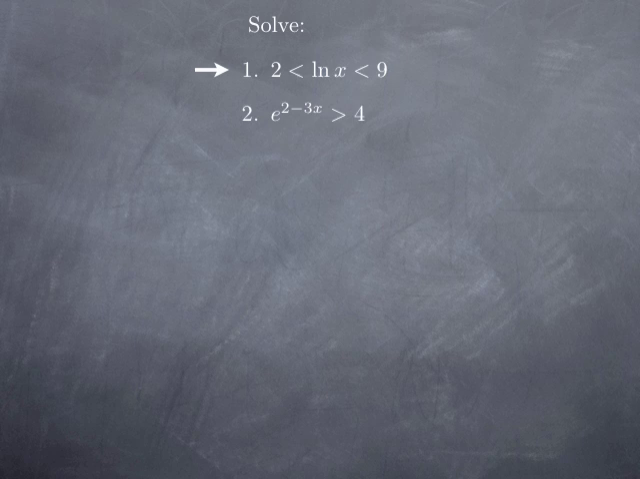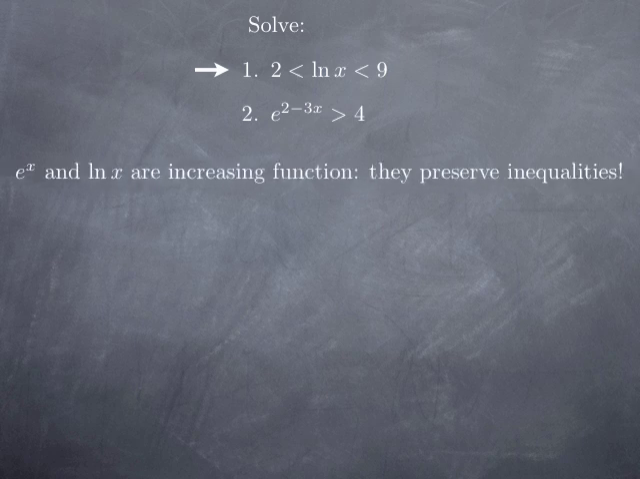The key thing to remember to solve this kind of inequalities is that e to the x and ln of x are increasing functions. Now what does that mean to be an increasing function? It means if x1 is less than x2, then f of x1 is going to be less than f of x2, right? Because when you move from left to right for the x values, you move up for the y values. In other words, you preserve the direction of the inequalities. So that's really all we need to remember. E to the x and ln of x are increasing, they preserve inequalities.